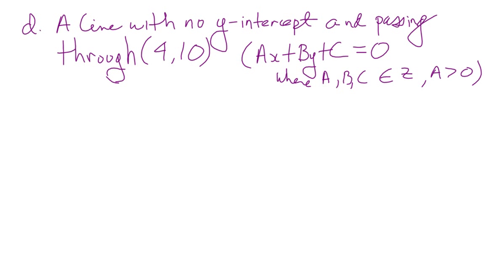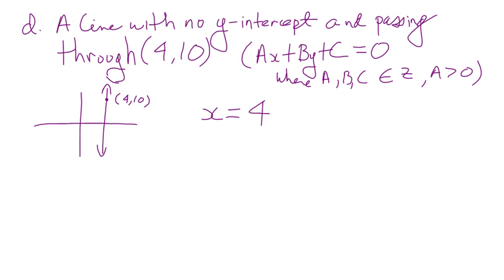Got the point (4, 0). How do I draw a line that has no y-intercept? Vertical. You draw a vertical line. What is the equation of a vertical line? X equals 4. What does every point on that line have in common? X equals 4, same x value, right?